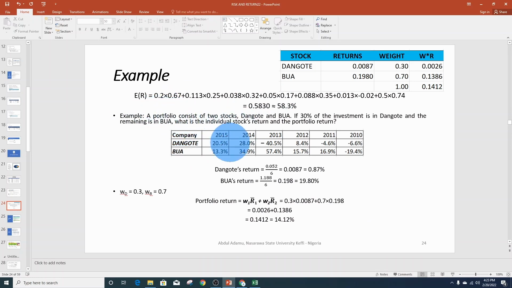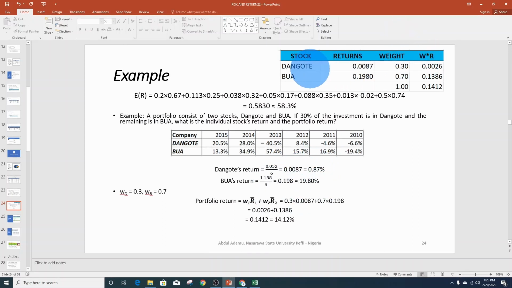So if a portfolio consists of those two stocks and 30% of the investment is in Dangote, 70% is in BUA, what is the individual return? We have calculated the individual return before by adding all these 6 for Dangote and dividing it by 6. We calculate for BUA also, we add all divided by 6. This is the computation. When we add all this return, we have this, divided by 6, we have this. You can see these are in percent, this is in decimal. So we have converted the returns to decimal before we made our computation. So when we do that, we get our return.